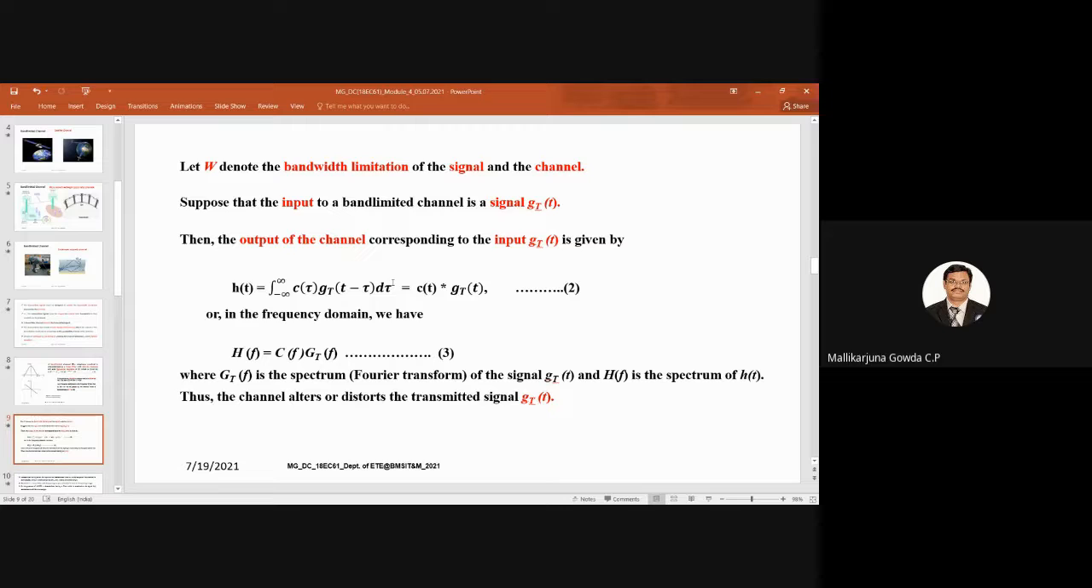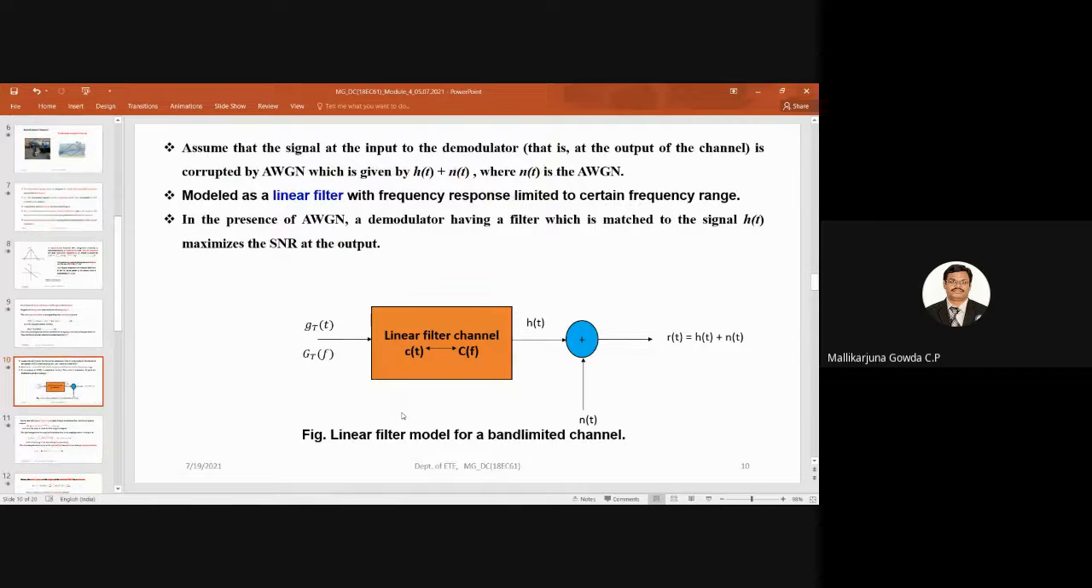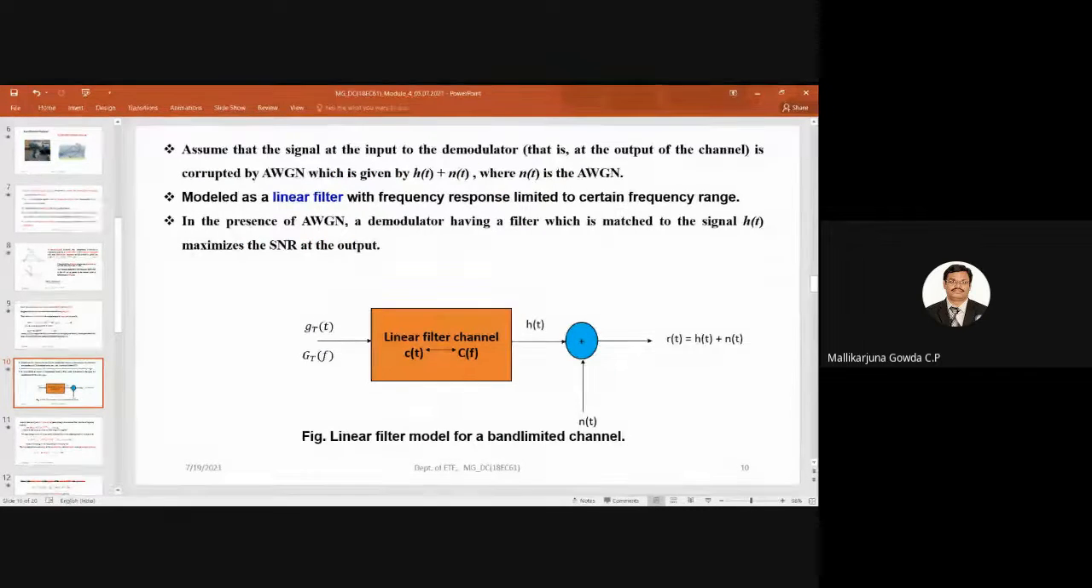In the frequency domain, what happens if two signals are convolved in the time domain? It will be equal to the multiplication of their Fourier transforms in the frequency domain. So that is what is written here. H of f is equal to C of f into G_T of f, right? C of f is the Fourier transform of C of t, and capital G_T of f is the Fourier transform of g_T of t. So it is the multiplication of their Fourier transforms in the frequency domain. Diagrammatically it is shown here.